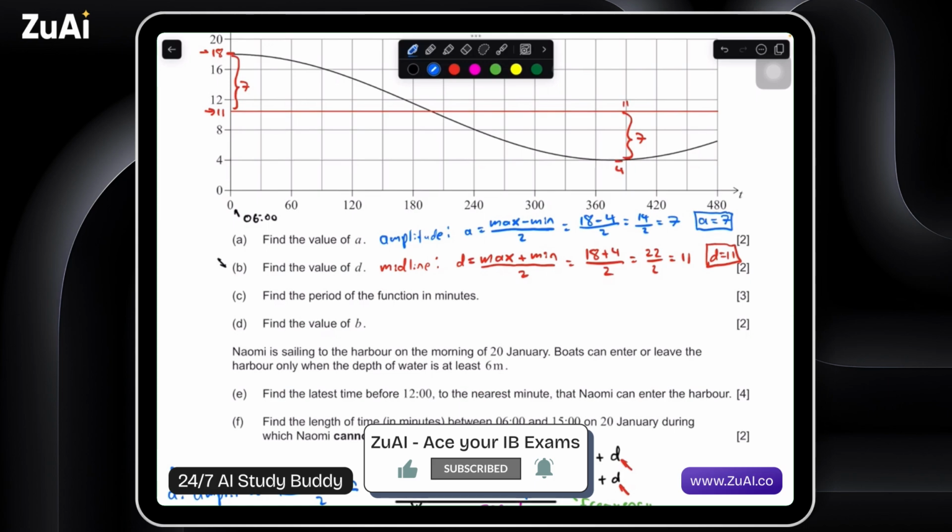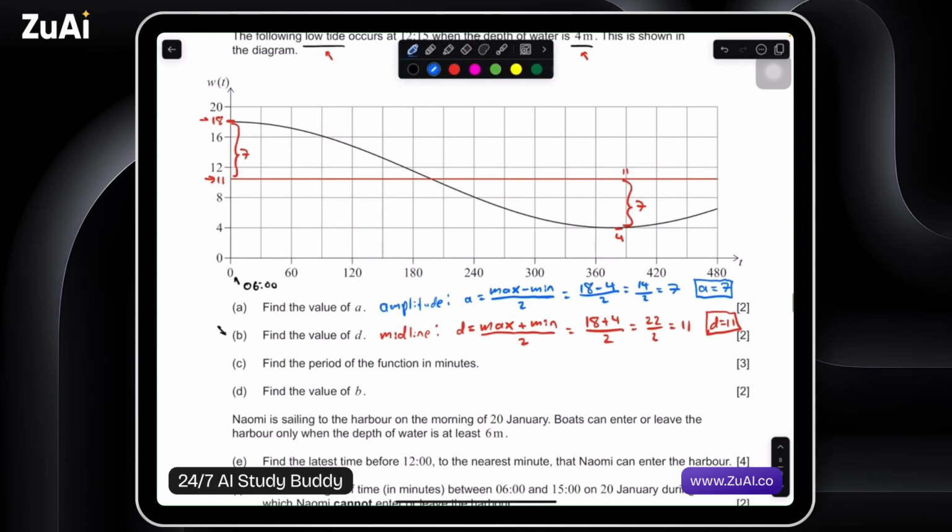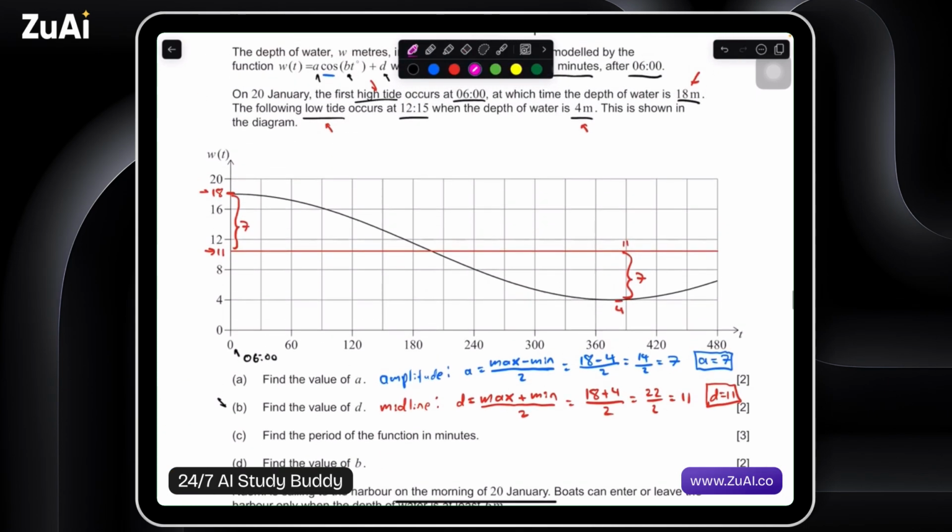Okay, the period of the function. Let's ask ourselves the question, how long does it take to go through one complete cycle? This one's actually a little more challenging. We can see it's even 3 marks, so there's going to be some extra computation involved, something extra in terms of the process.